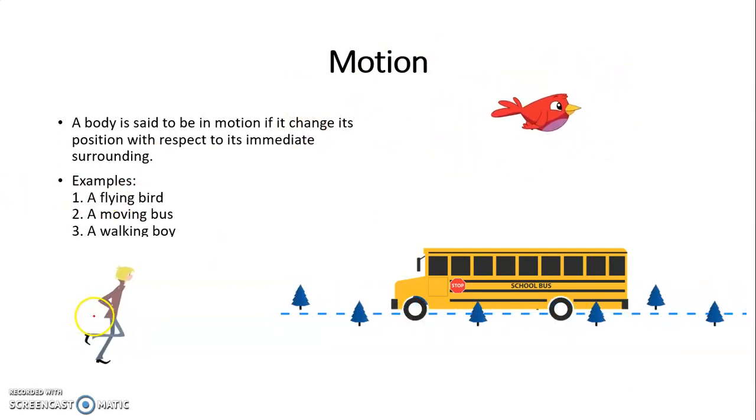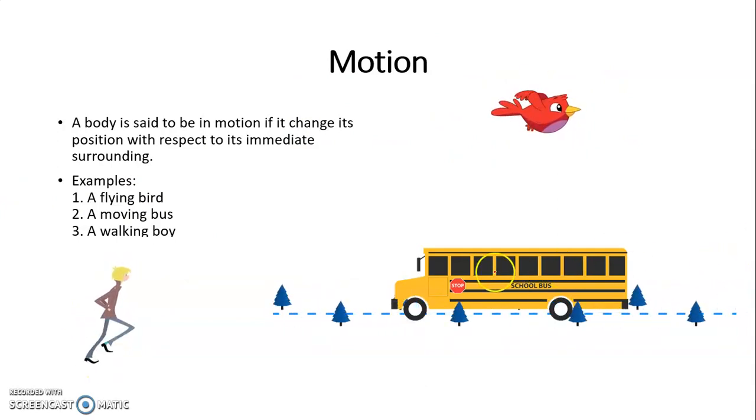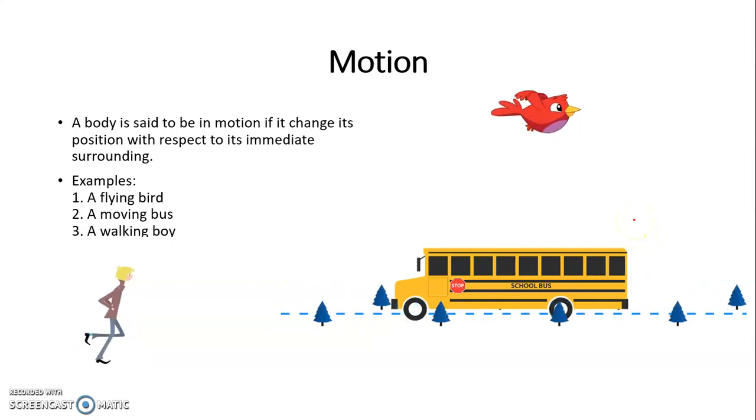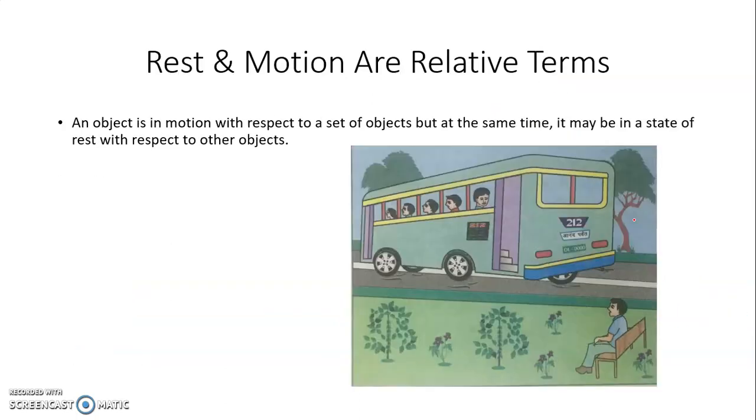Can you see this man walking? He is in motion. Can you see the school bus moving on the road? So the school bus is in motion. Is it clear? So this is motion. Now, you must have always heard that rest and motion are relative terms. Now students, what do you mean by this?